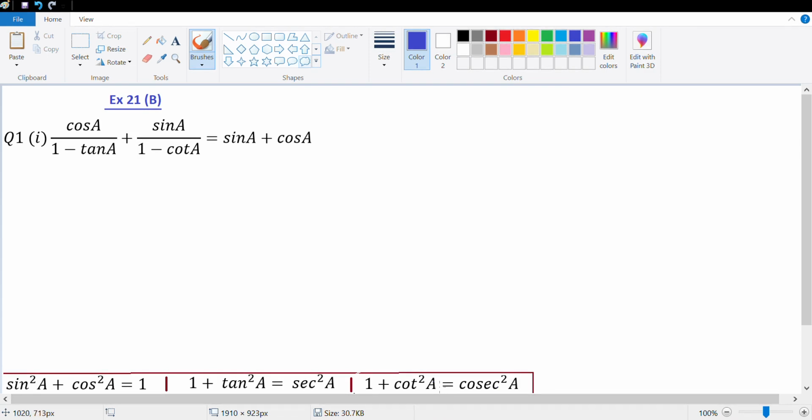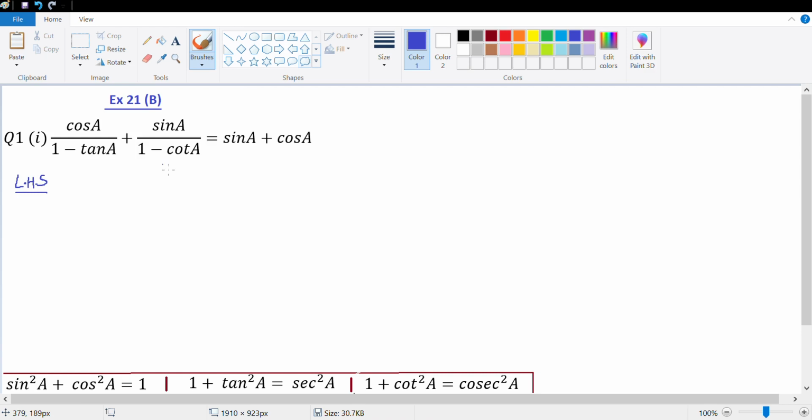No new concept which I need to teach you. Again, application of these three identities to solve questions. So let's look at it. This is cos a upon 1 minus tan a plus sin a upon 1 minus cot a is equal to sin a plus cos a. Again, obviously the left hand side is looking far more complicated, so I would start with the left hand side.